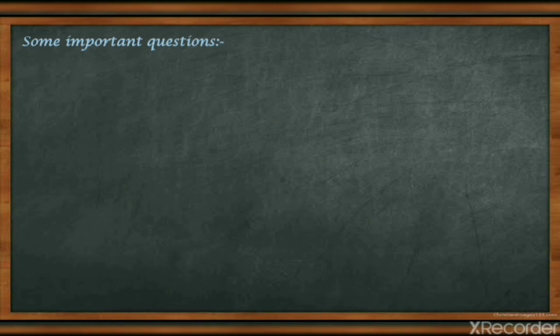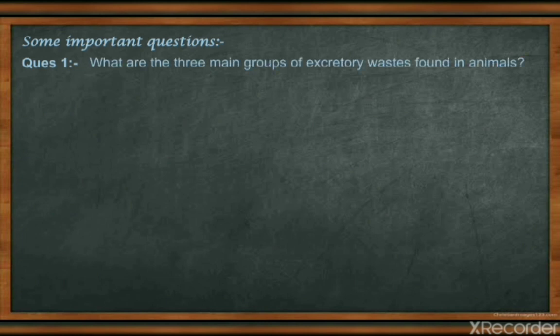I am giving some answers also, but you have to write in your own way. Question number 1, what are the 3 main groups of excretory waste products found in animals? Okay, the 3 excretory waste products that I already told you: ammonia, urea and uric acid. Okay, ammonia, that is ammonotelic; urea, that is ureotelic; uric acid, that is uricotelic.